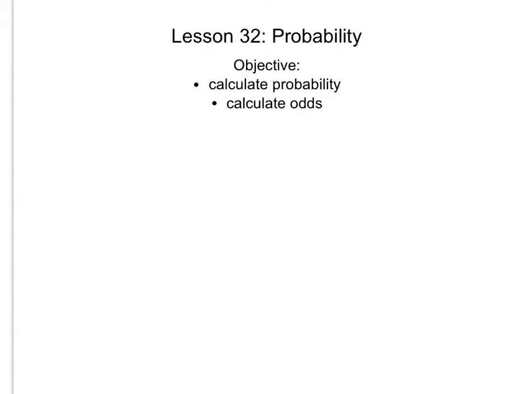Okay, let's go ahead and talk about lesson 32. This is all about probability. You have two objectives right here. One is to calculate probability, and the other is to calculate odds. Probability is a pretty big concept, very important. Let's go ahead and get started.